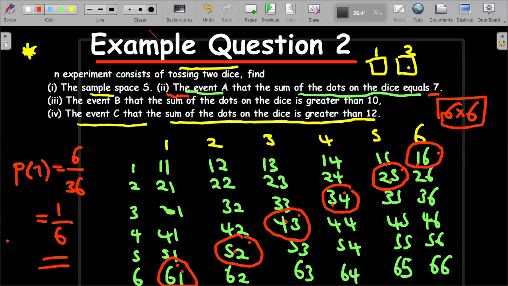Yes, sorry, I just needed clarity. In this example, when finding the event A, you found the probability. But in the previous question, question 3, when they asked for the event, you put the answer in brackets. So what's the difference?